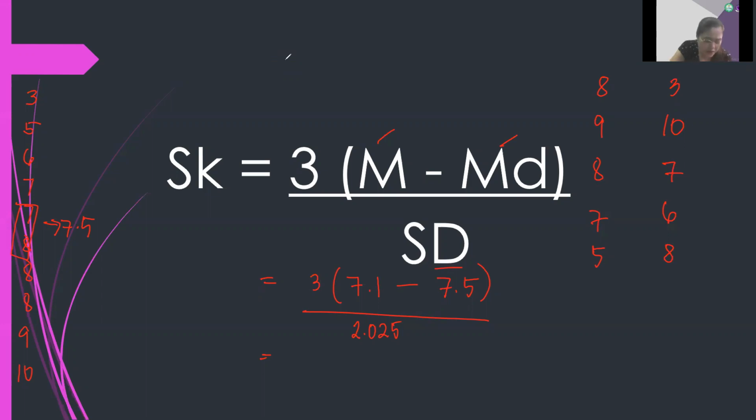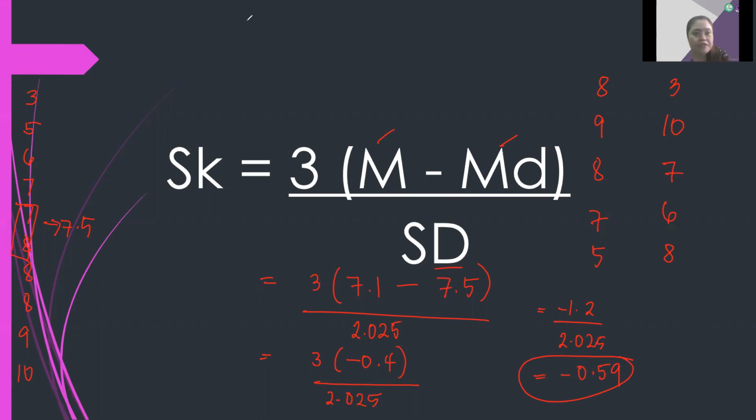7.1 minus 7.5 is negative 0.4. And then this is 2.025, times 3. So this is negative 1.2 divided by 2.025. This is negative 0.59. Yeah, negative 0.59. So how do we interpret negative 0.59?